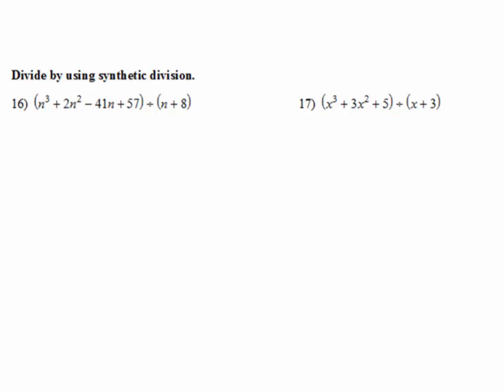All right, synthetic division. This was the division that we liked doing because it was shorter. So we started by setting what we're dividing by equal to 0, which meant subtract 8 from both sides and get negative 8. That's the number that goes over in our box. And next to that, we put our coefficients. So we've got 1n cubed plus 2n squared minus 41n plus 57.